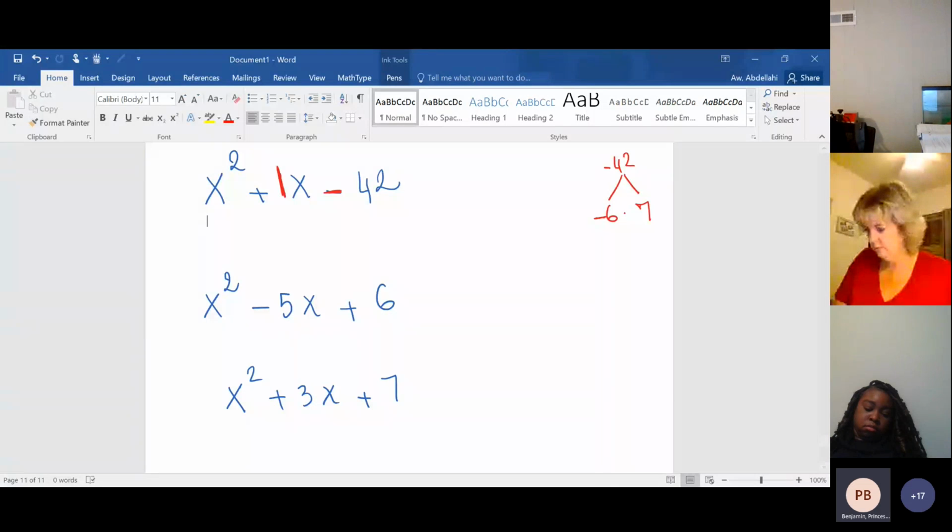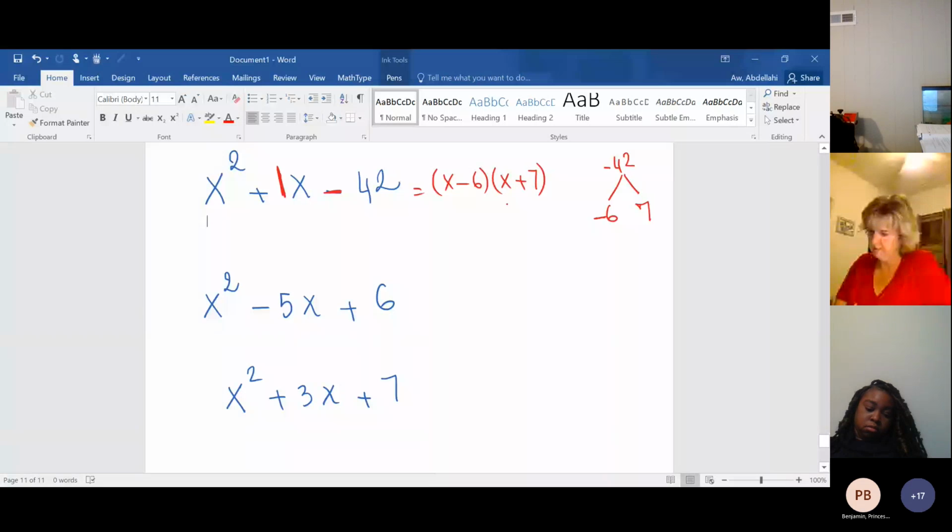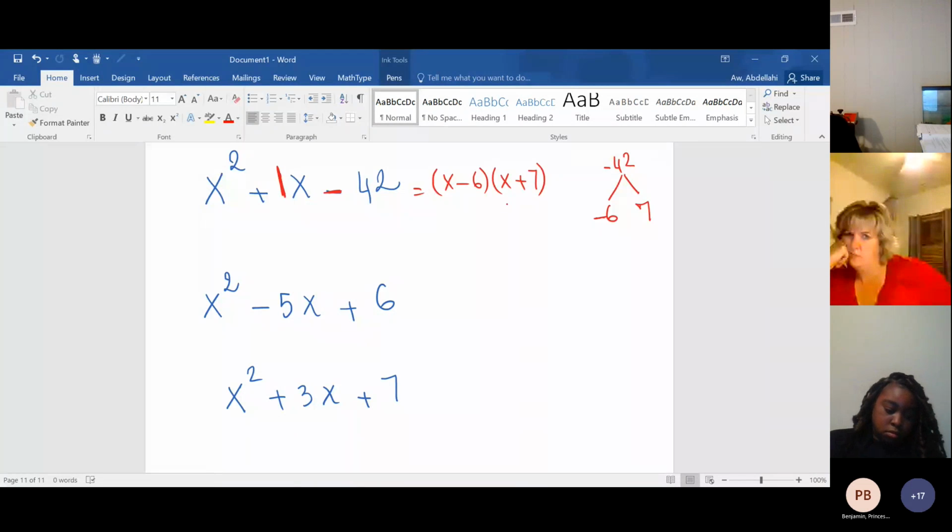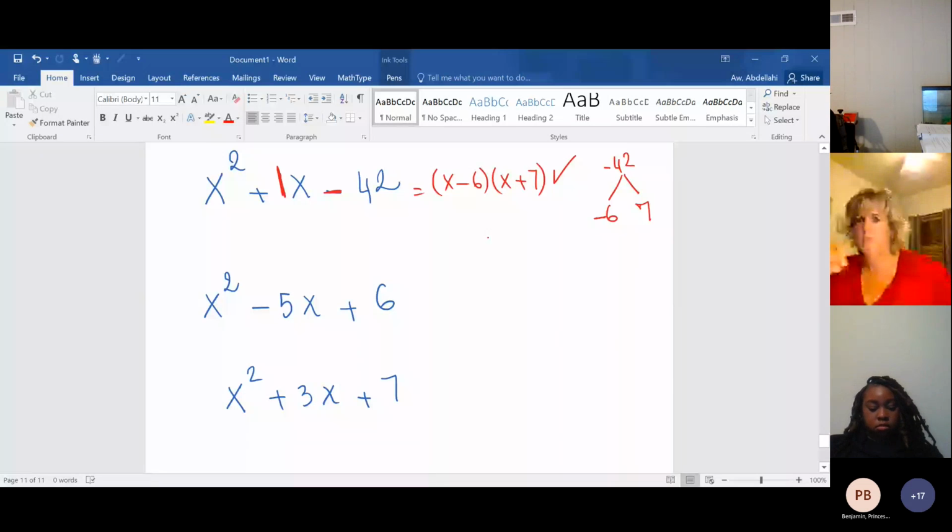So it's going to be x minus 6, x plus 7. It doesn't matter what order you put them in, right? It could be x plus 7, x minus 6. Please do not take the signs lightly. If somebody writes this, they get all the credit. If somebody writes this, they get no credit. They get a 0, right?